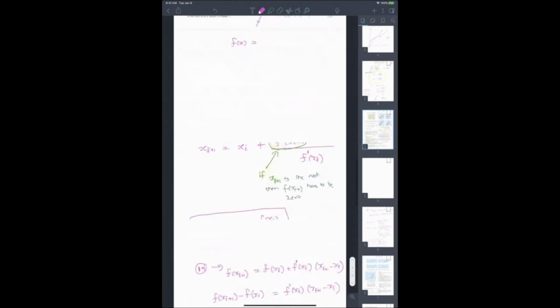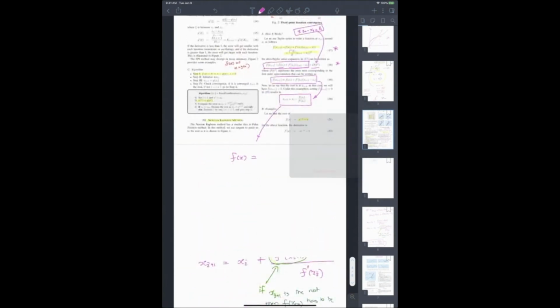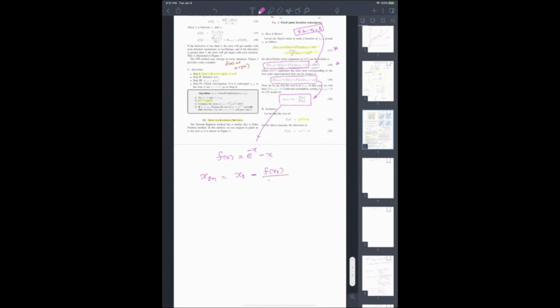Okay, f(x). So f(x) is e to the power minus x, minus x. Now the formula is x_{i+1} is x_i minus f(x_i) over f prime(x_i). So if we need to find those two, then we have to make a custom formula for this particular example. For every example, there will be a custom formula. If you make that, then everything becomes easy.